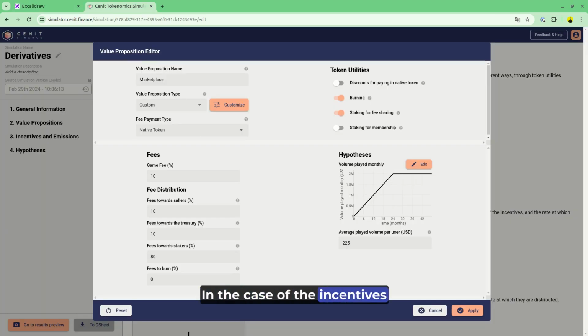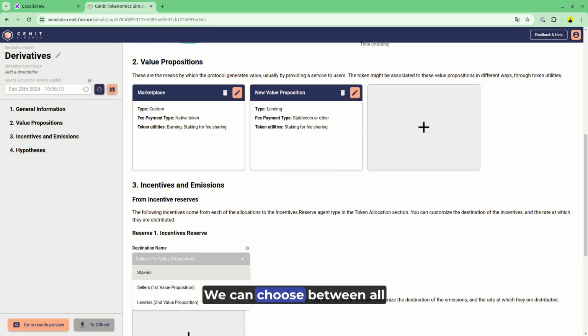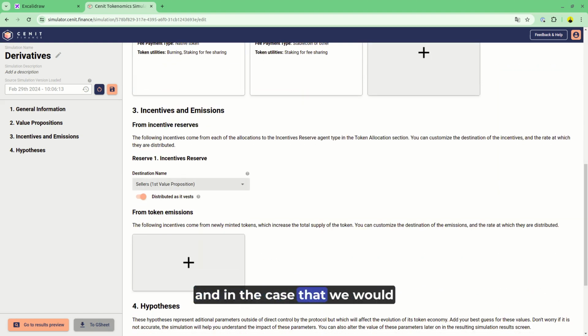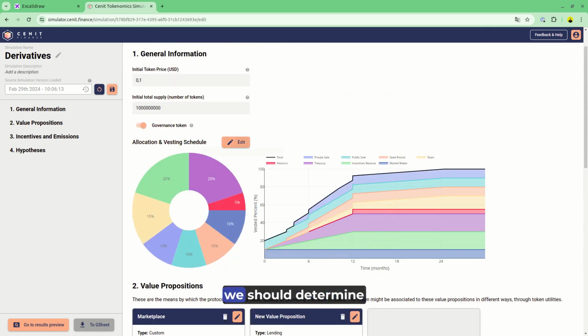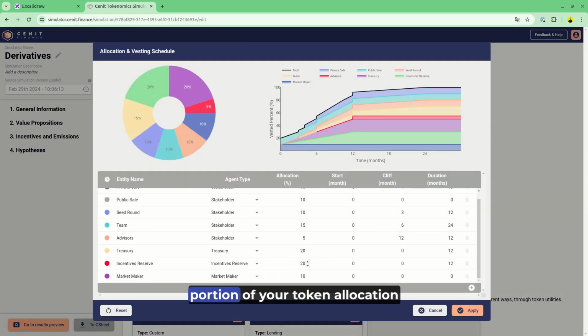In the case of the incentives, this time we should set it here. We can choose between all the possible destinations, so if it is related to the value proposition 1 or 2, and in the case that we would like to have multiple incentive schemes, we should determine for each of them a specific portion of your token allocation here. So in this example, since we only have one incentive reserve, we can only set a specific incentive.